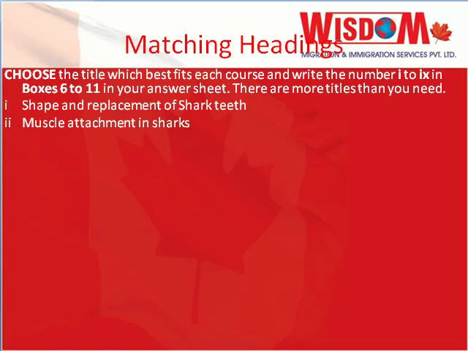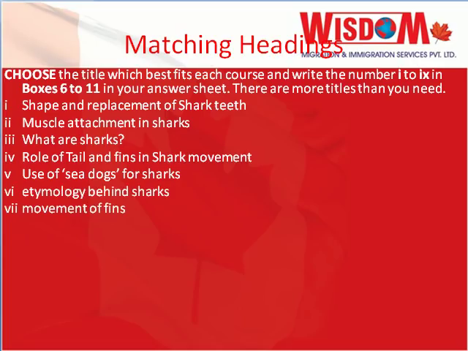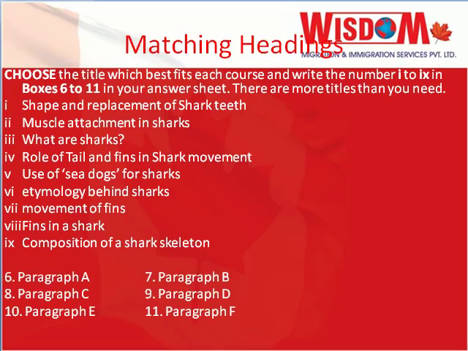The first, second, third, fourth, fifth, sixth, seventh, eighth and ninth, these are the different headings. And these are the paragraphs A, B, C, D, E, F. For example, for paragraph A, if you think the fifth heading is the best, then in your answer sheet, in box number 6, you are going to write 5, as in the small Roman numerals. So that will be your answer.